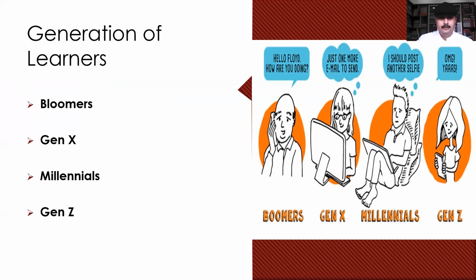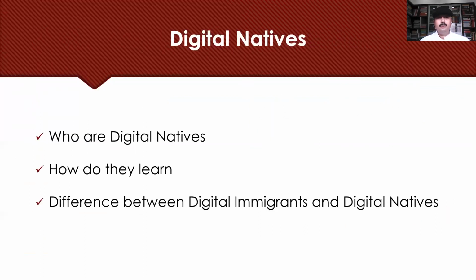So let us discuss. I'm not going to discuss in detail about Generation X and millennials, but we'll discuss digital natives and digital immigrants. So who are the digital natives? Digital natives have rapid access to information from multiple resources. They are multitasking. They prefer multimedia over text. They like to access information, and they are information seekers. They are the ones who are born after 1995.